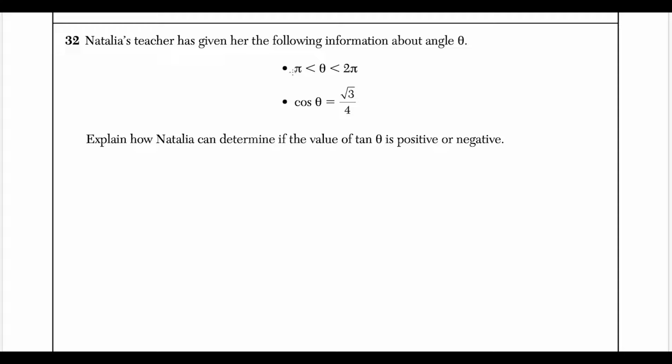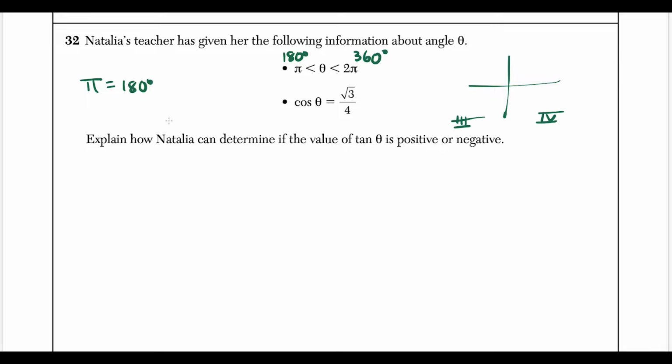So question 32, Natalia's teacher has given her the following information about angle theta. Theta is between pi and 2 pi radians. And just know that pi radians is equal to 180 degrees. So they really gave Natalia an angle between 180 degrees, and 2 times 180 would be 360 degrees, which tells us here, if we think about the quadrants, 180 to 360 is going to be in quadrants 3 and 4.